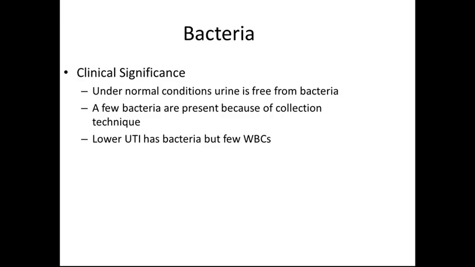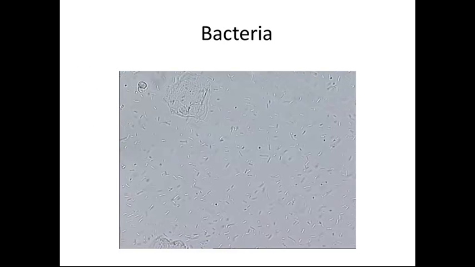Bacteria, clinical significance. Under normal conditions, urine is free from bacteria. Sometimes there can be a few bacteria present because of the collection technique if there was contamination. A lower urinary tract infection has bacteria but with few white blood cells. An upper urinary tract infection has bacteria with many white blood cells. So here's a picture of bacteria. It's all these little dots and slits among the slide. This person is flooded with bacteria.